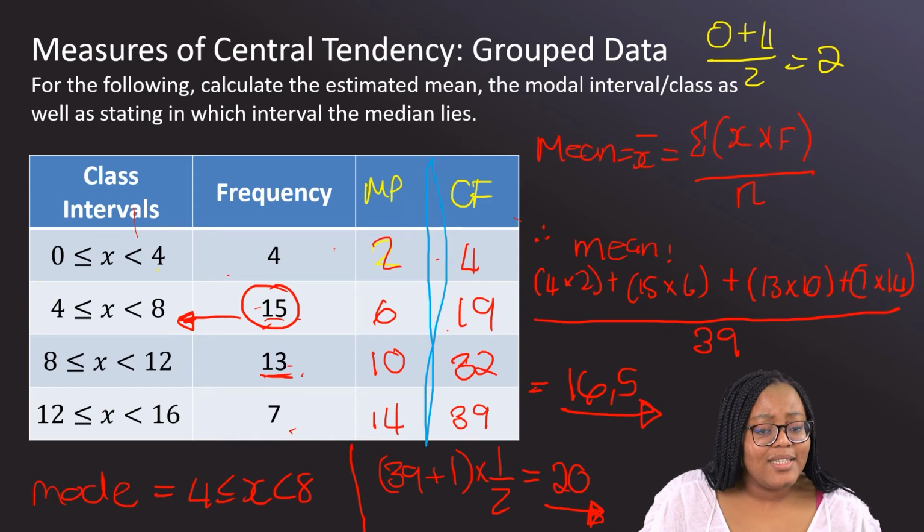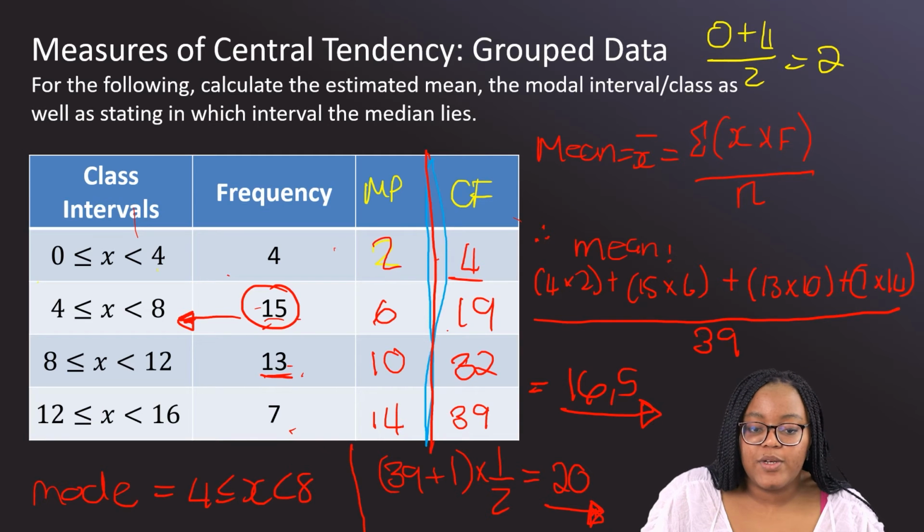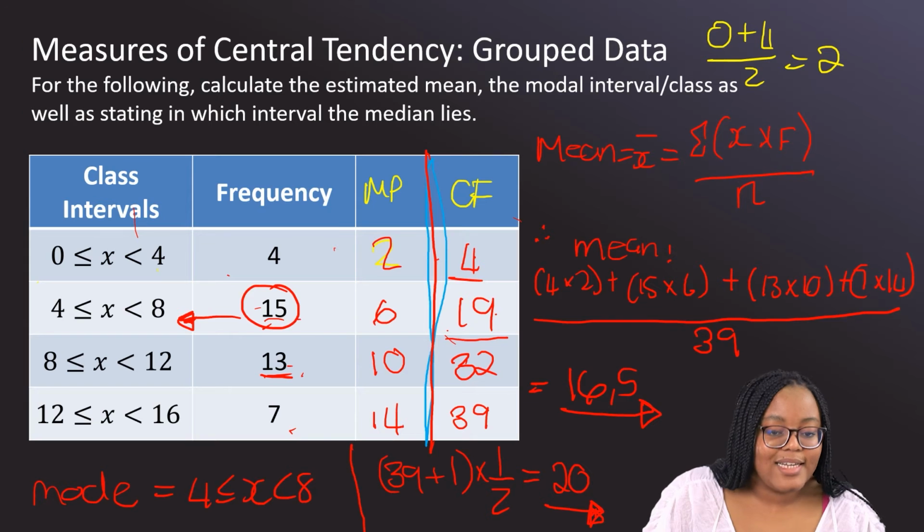How are we going to find this median interval? Well, we're going to look at our cumulative frequencies in this final column. We know it cannot lie in the first interval because we only have 4 data values there. The second interval, it also cannot lie in because we only have up to our 19th data value in that set.